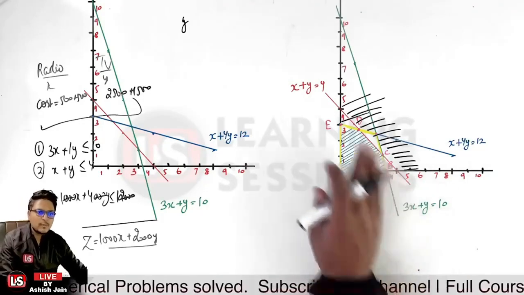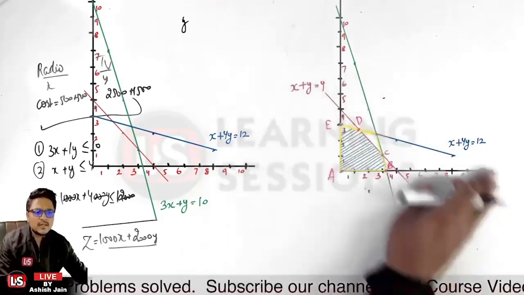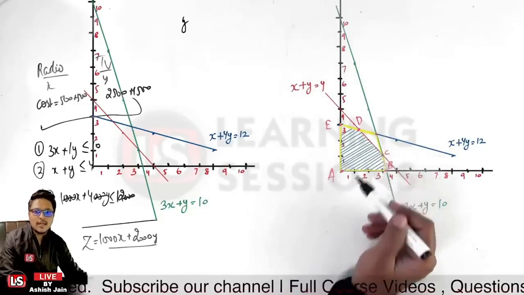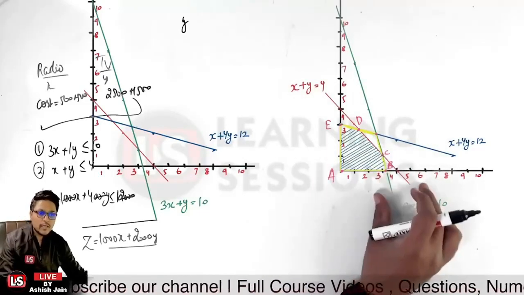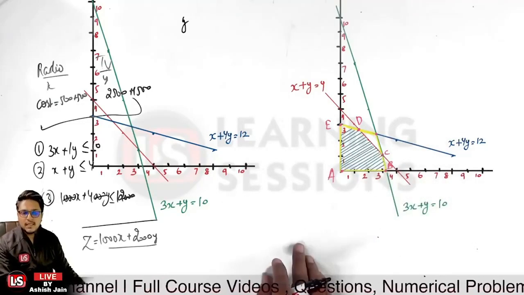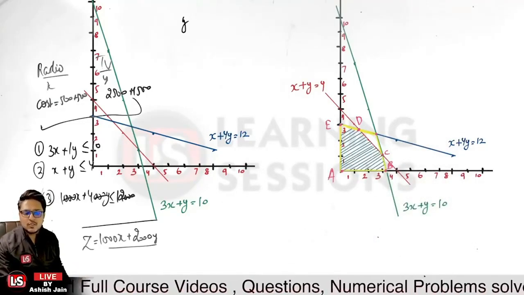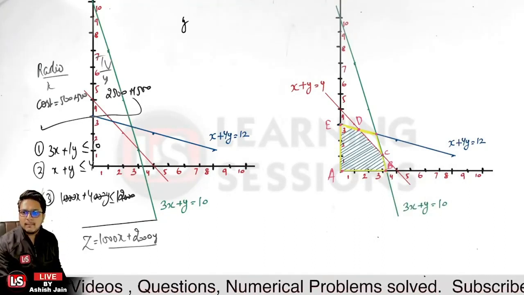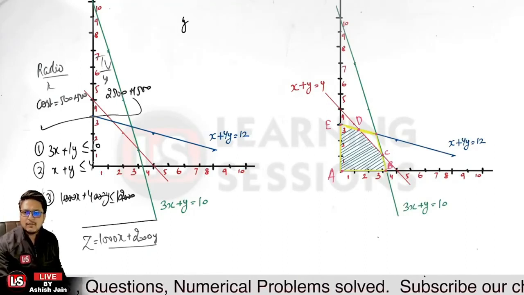Is that clear? So what area are we concerned about? We are concerned about the area that is beneath the lines over here, the common area that is beneath each and every line. Okay, so this area we are concerned about. Now over here we are concerned about the profit, the maximum profitability that we want to have.